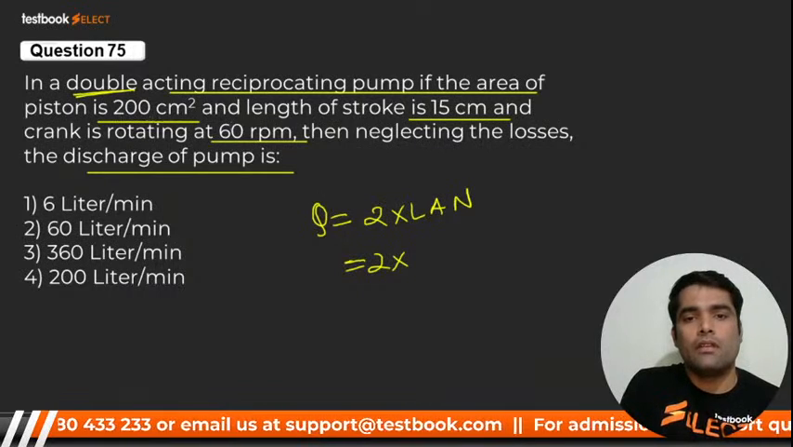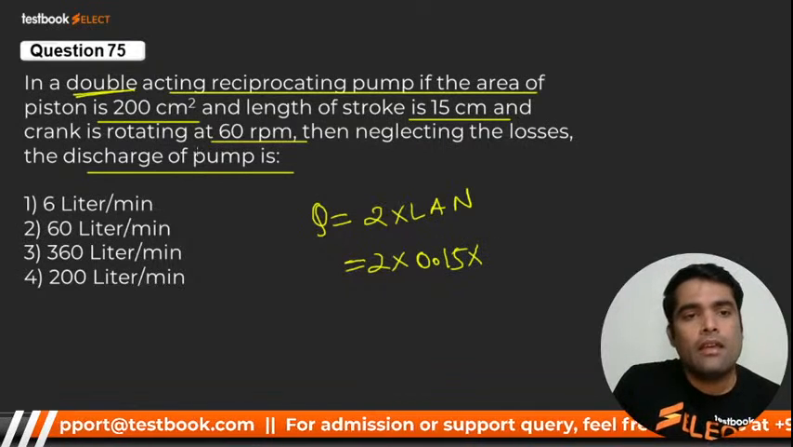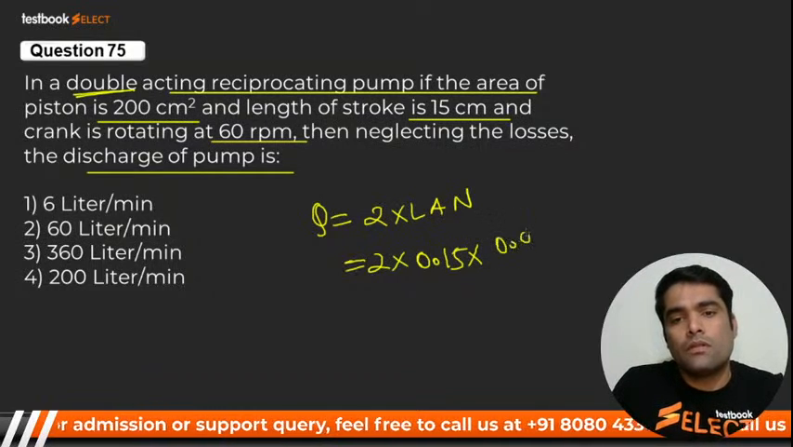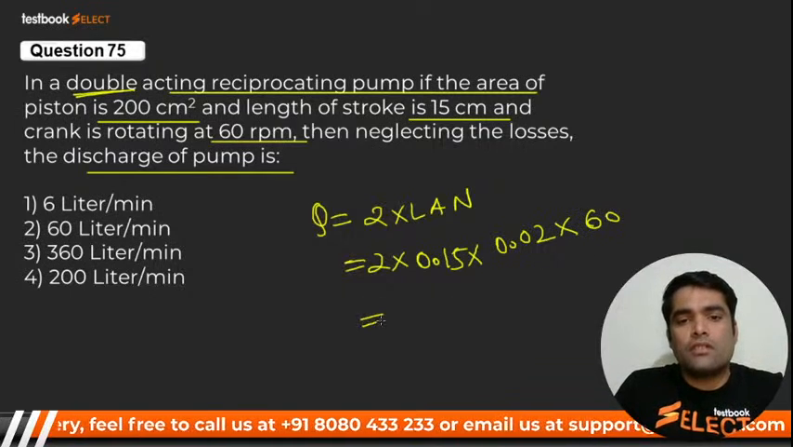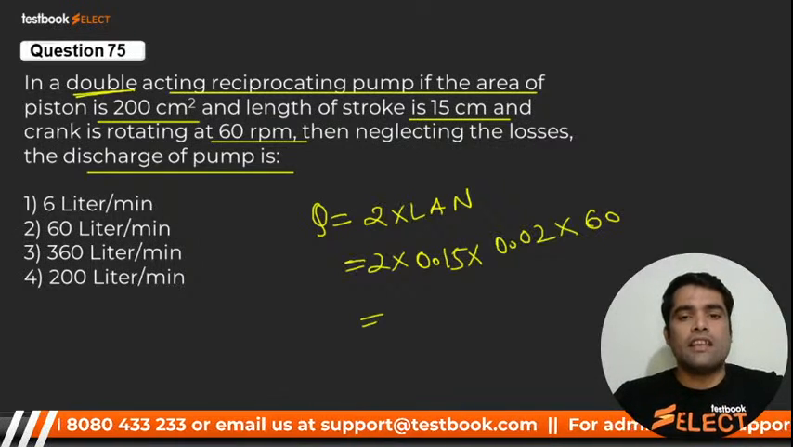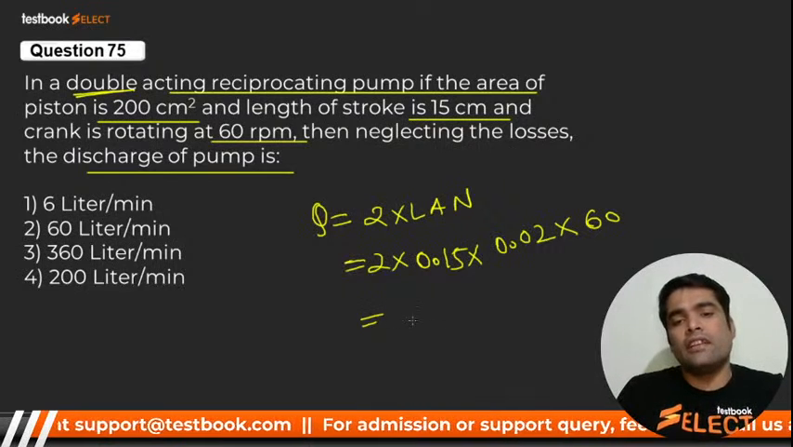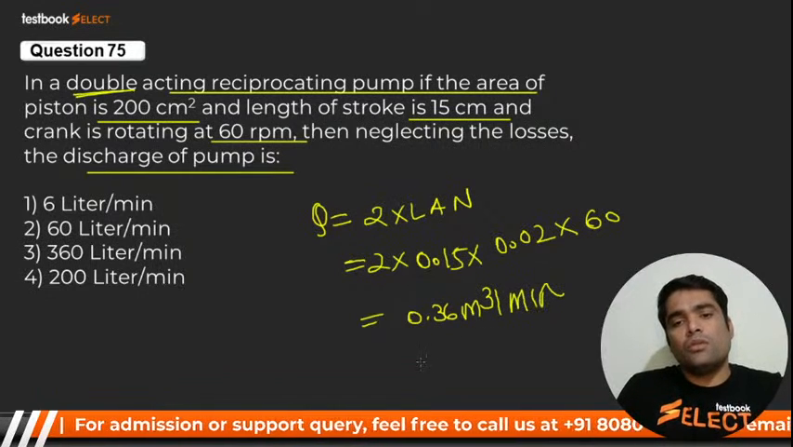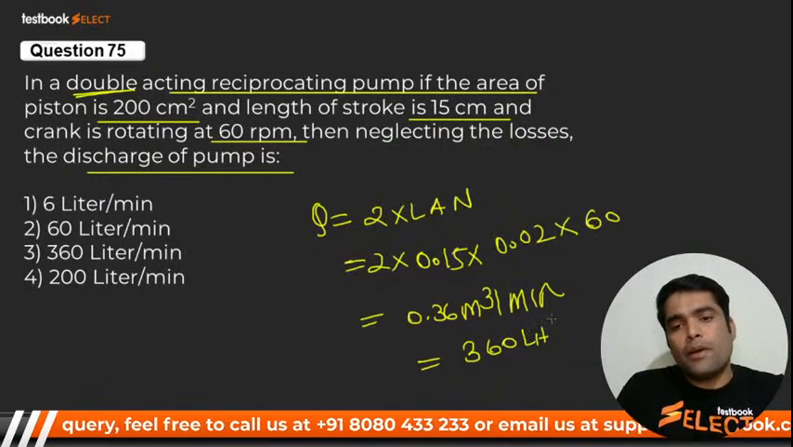Piston area is given. Stroke is 15 centimeter, meaning 0.15 meter, and area is 200 centimeter square, meaning 200 into 10 to the power -4, which is 0.02 meter square. Multiplied by 60. Calculate the answer. The answer is 360 liter per minute. Actually this comes to 0.36 meter cube per minute, but to convert to liter you multiply by 10 to the power 3. So it gets converted into 360 liter per minute.